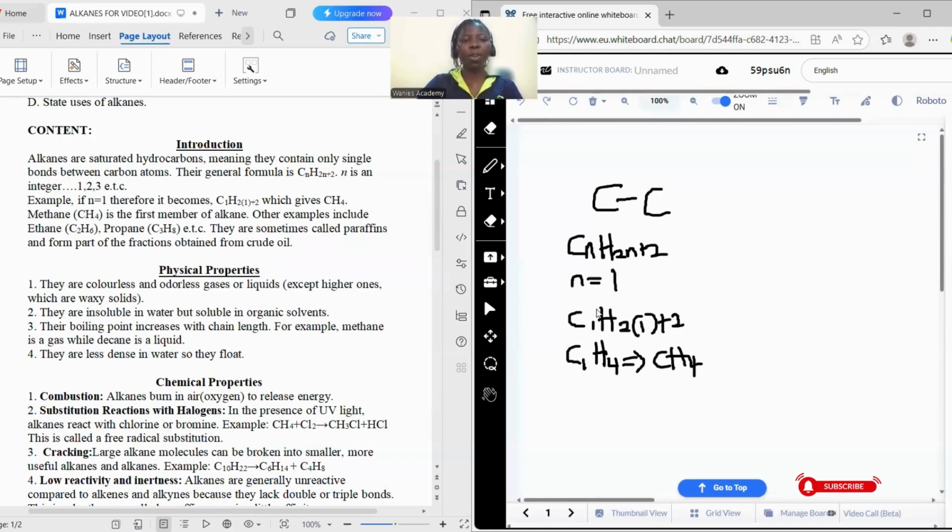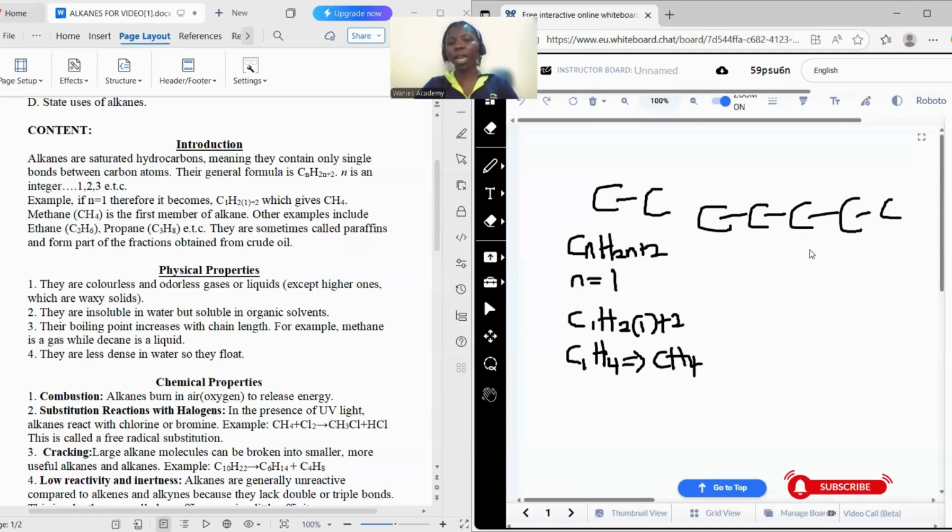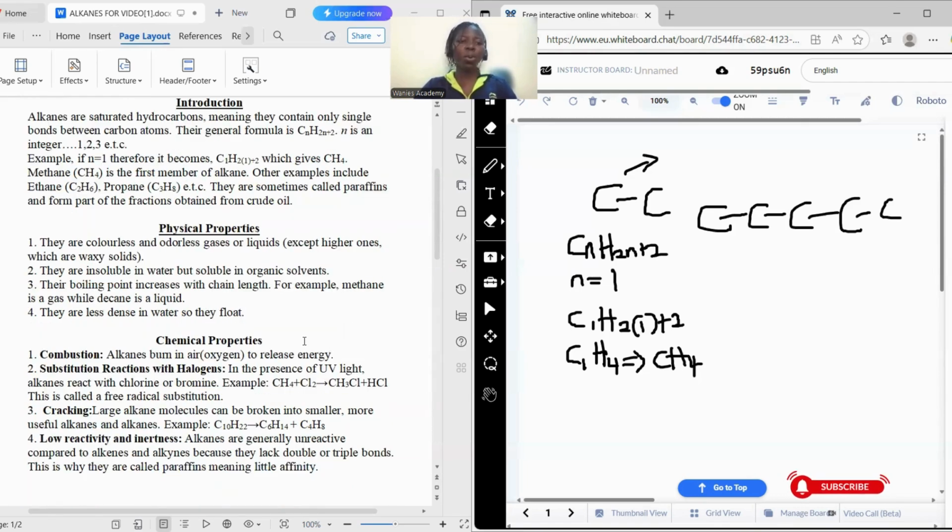Another physical property is that their boiling point increases with chain length. Increasing chain length means increasing carbon atoms. This is an alkane with 5 carbon atoms, while this is an alkane with 2 carbon atoms. So with the increasing chain length of alkanes, their boiling point increases. The fourth one, they are less dense than water, so they float. Alkanes usually float in water because they are less heavy than water.